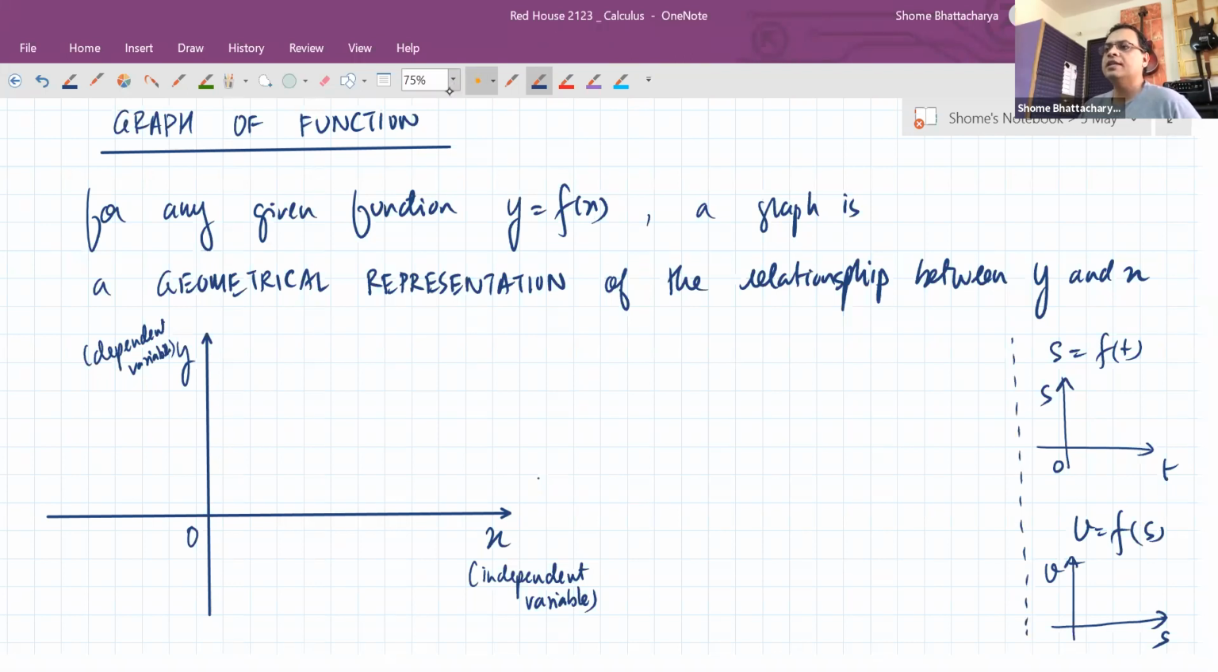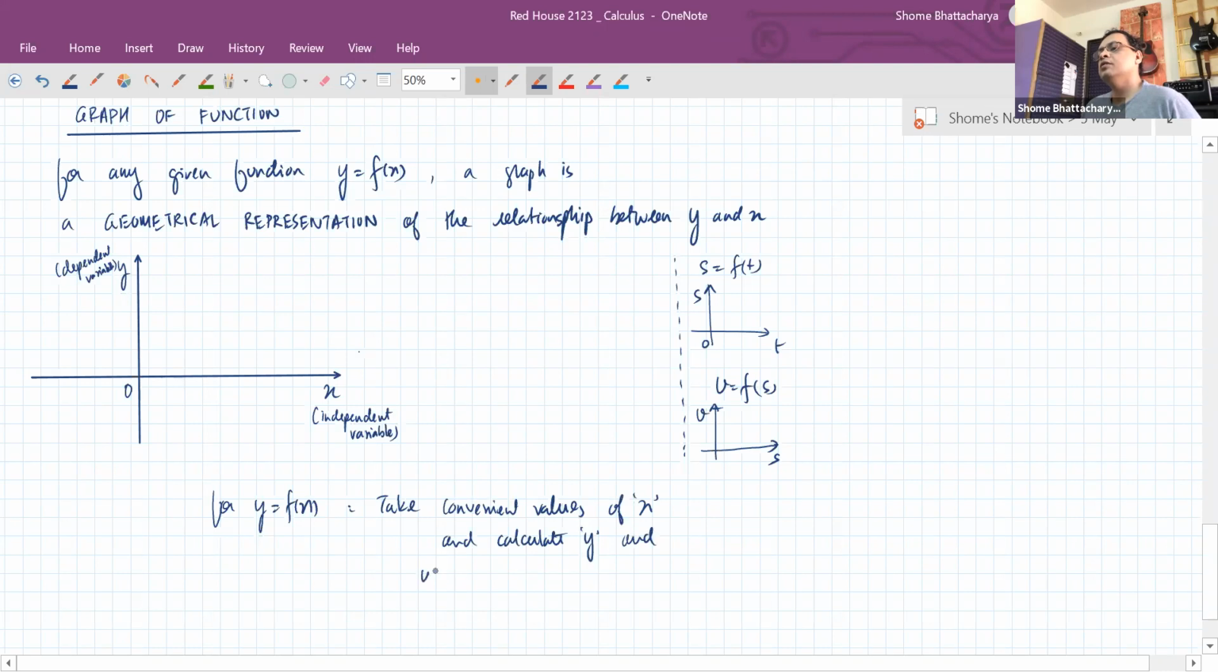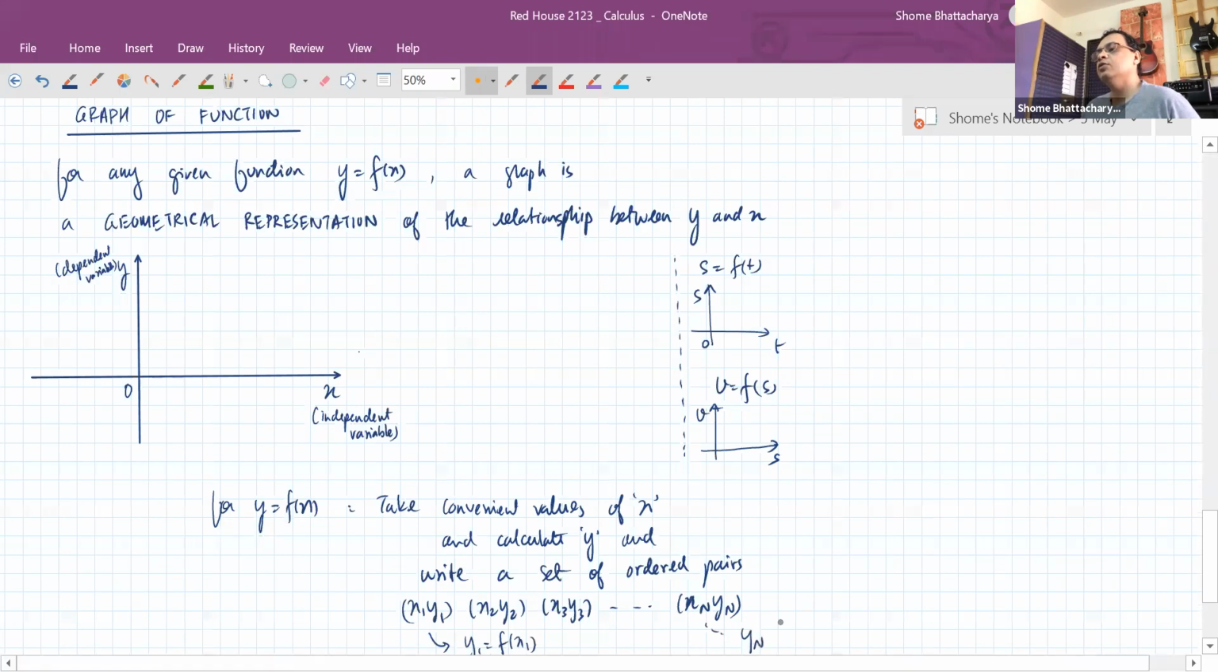Now, once we have drawn our axis, next thing what we do is using the function, okay, we take convenient values of x and calculate y, okay, and write a set of what we call ordered pairs. Okay, let's say x1 y1, x2 y2, x3 y3, and so on and so forth. So just like you plot a graph in your practicals or anything like that, okay, where obviously y1 is equal to f of x1, okay, and like this here yn is equal to f of xn.